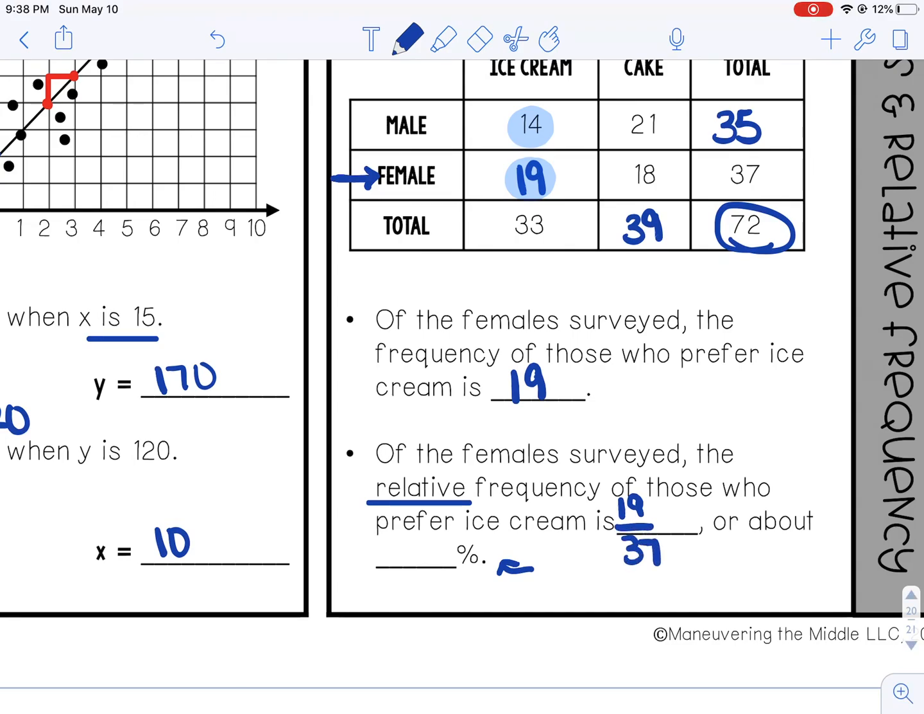So that's the fraction. To change it to percent, you would take 19 and divide it by 37, and then convert it to a percentage. I got 0.5135 and a whole bunch of other numbers. I'm going to change it to a percent, and it's just going to be about 51%. If you don't have a calculator, chop down the tree: 19 divided by 37 is a little more than 51%.